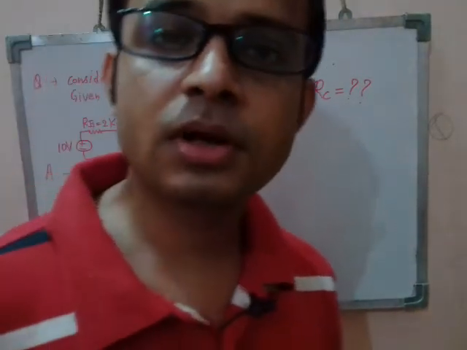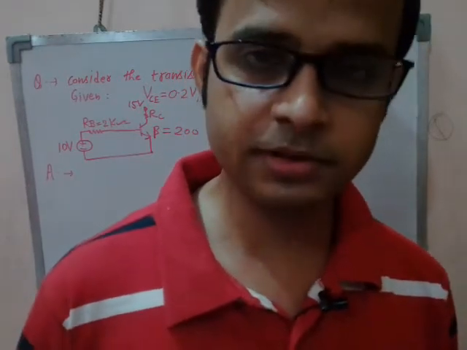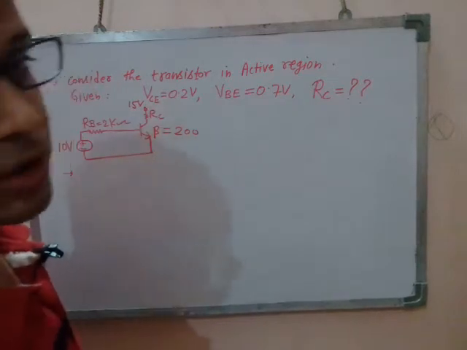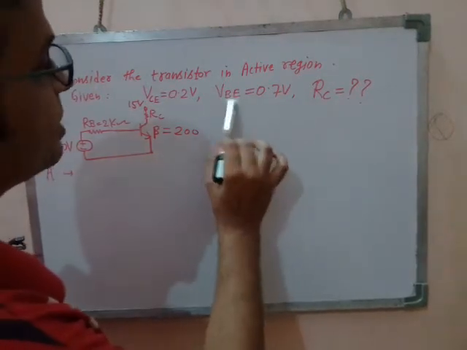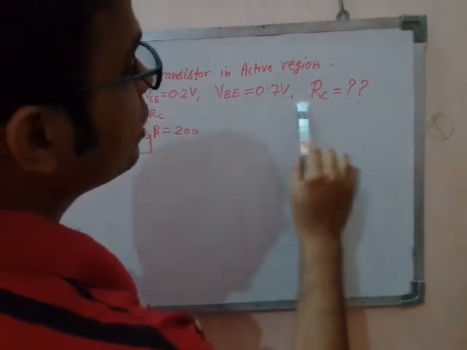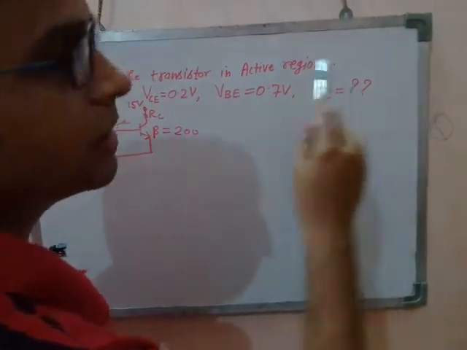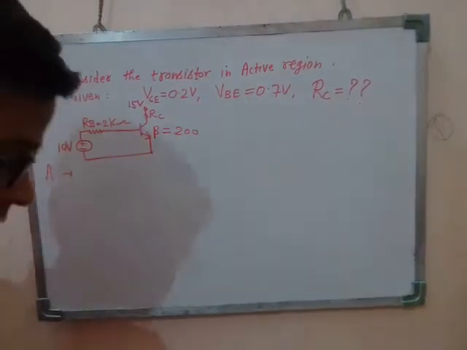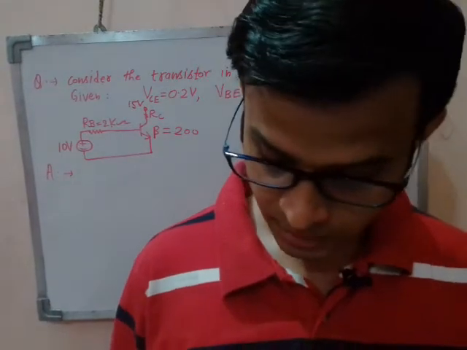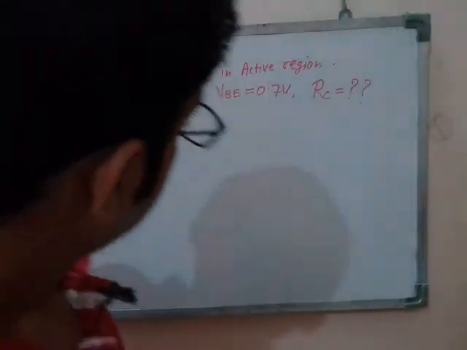He is saying that this transistor is working in the active region. The collector to emitter voltage is given as 0.2 volt, and the base emitter voltage is given as 0.7 volt. Now you have to calculate the collector resistance RC. So just have a look at how to solve this question. This is an 8 marks question.